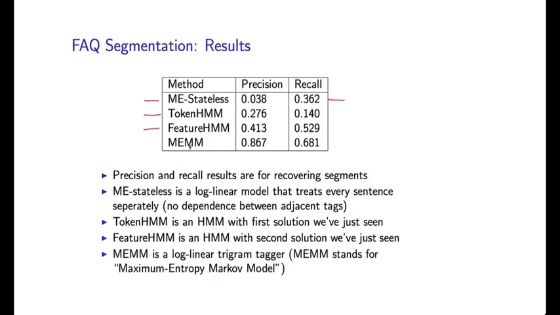And of course, MEMM is a log linear trigram tagger. Again, these are sometimes referred to as maximum entropy Markov models. So an MEMM performed considerably better than any of these other methods. There's a very clear advantage over hidden Markov models.